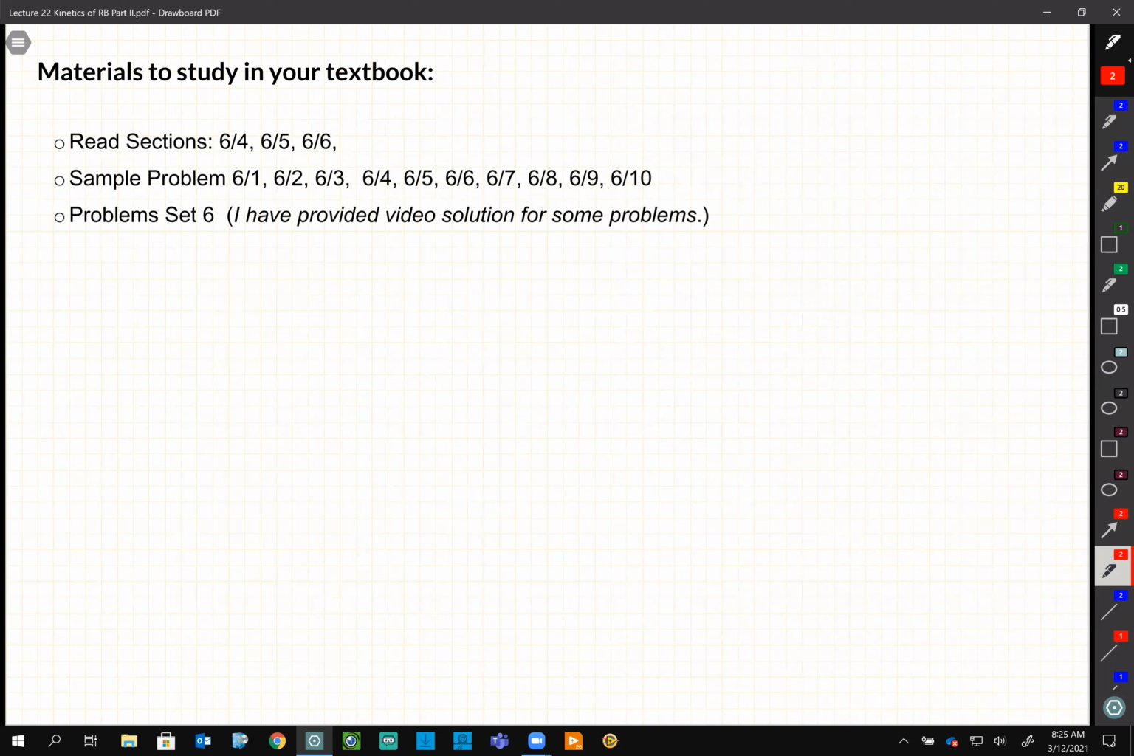Unlike the previous chapter, it requires a little bit of attention and you need to practice some good problems. So please study the sample problems in your textbook. Also, I have problem set 6 ready. I will post it right after the lecture on Canvas, and for some of the problems I provided video solutions, so watch them this weekend. When I post these, I will send you an announcement, probably today.